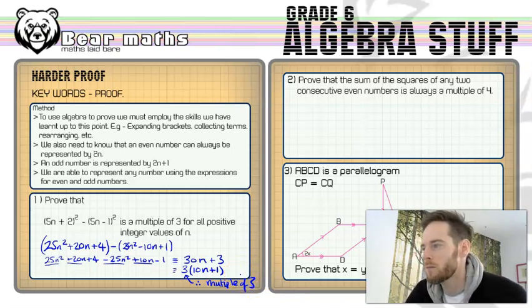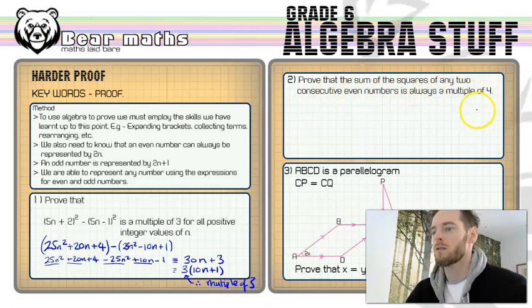Okay. So there, it's tricky. There's a few bits where you could fall down, but it's just some piecing together of maths that we already know how to do. And if you don't already know how to do it, go back and watch those videos, please. Now, question 2. We've got to prove that the sum of the squares of any 2 consecutive even numbers is always a multiple of 4.